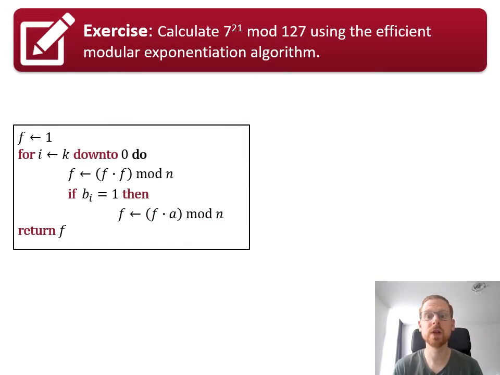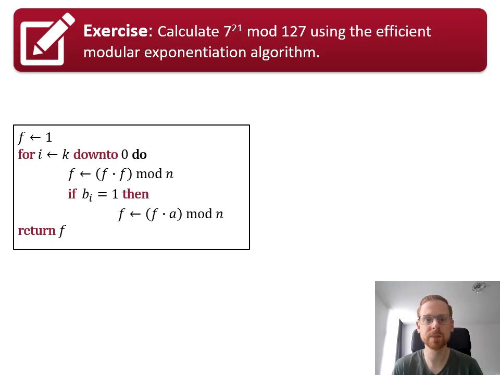This algorithm is very efficient and avoids overflows of integers, as during each intermediary step of the calculation we calculate the result modulo n. And to make sure you all understand this algorithm, I have an exercise for you. Use this modular exponentiation algorithm to calculate 7 to the power 21 modulo 127.